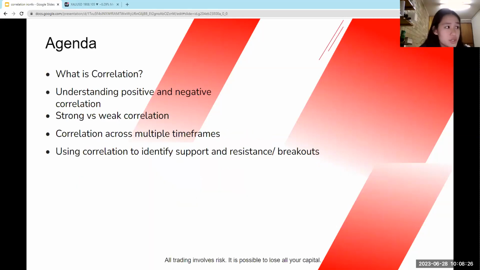So here's our agenda for today. Firstly, we're going to be talking about what exactly is correlation. And then we're going to be looking at the differences between positive and negative correlation in the context of trading, strong versus weak correlation, and correlation across multiple timeframes. Lastly, we're going to be using correlation to identify support and resistance levels as well as breakouts. Okay, so let's go ahead and get started.